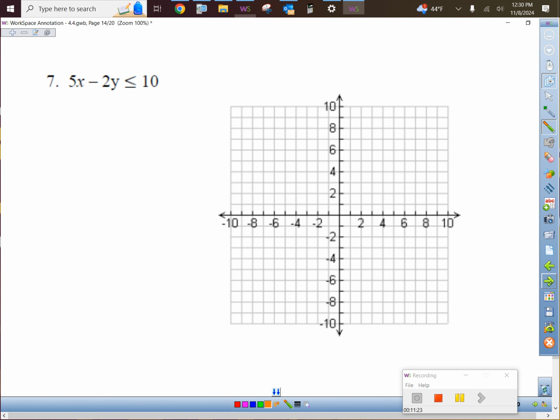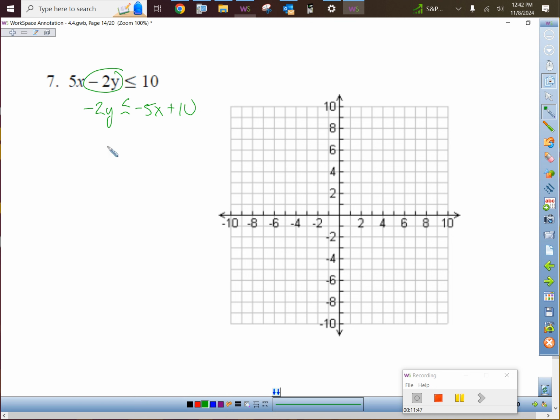Can you realize this is going to be oblique? Yes, because it's got x's and y's. Please get y all by itself, and then stop before we graph. Pause the video, get that done. So I subtract the 5x over. Sometimes we forget that that is not a 2y, that is a minus 2y. You with me on that? There's a minus in front of it.